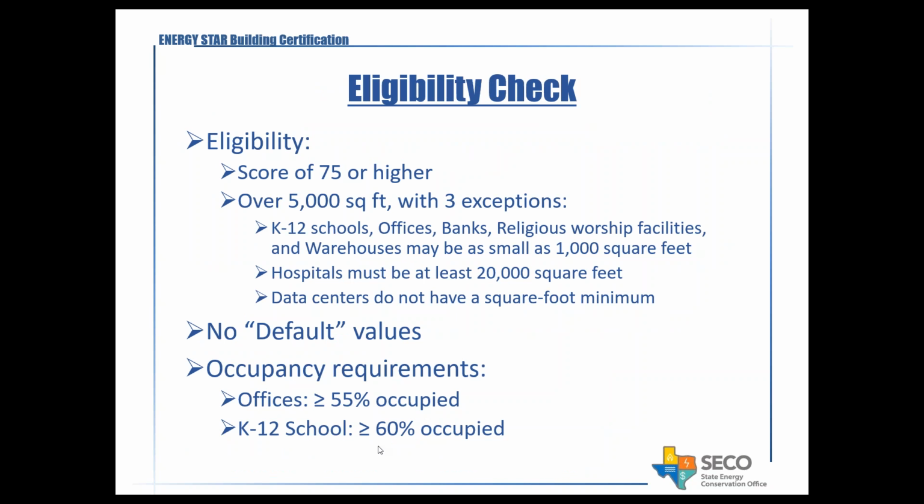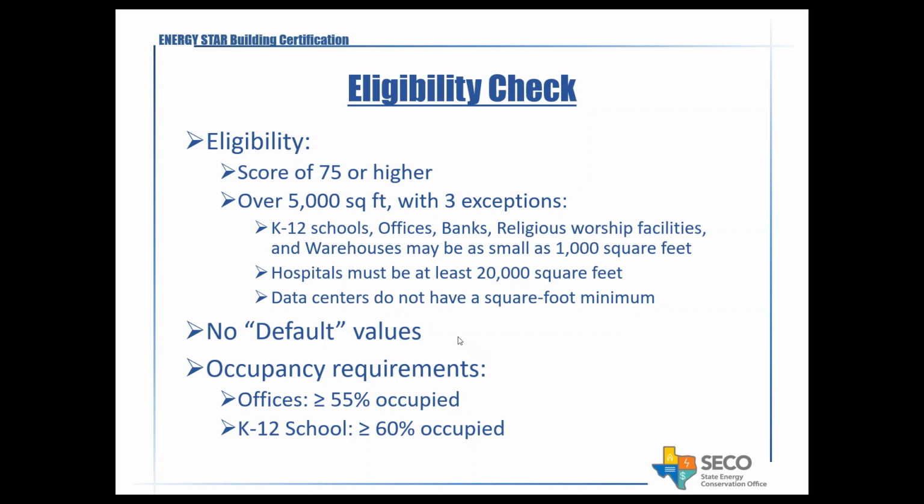So here is another bit of information for the eligibility check. These are some key points: as we mentioned, you need to have a score of 75 or higher. Over 5,000 square feet is in general what applies across the board, but there are some exceptions. For example, schools and offices, banks and religious worship facilities, and warehouses may be as small as 1,000 square feet, and then there are some other exceptions as well.